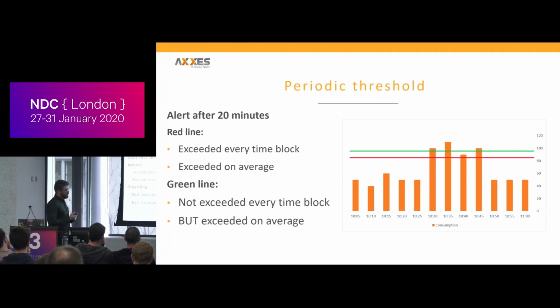Now the green line is a different story. You exceeded it a few times. You didn't exceed it every time block, but still you exceeded it on average. There is no correct answer, but that's the kind of discussion that you're going to have with your business when you get into this, so that it behaves as expected. So basically that's the part of the problem that we're going to look at today.